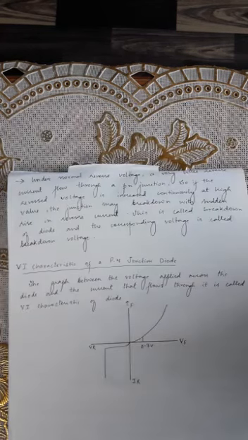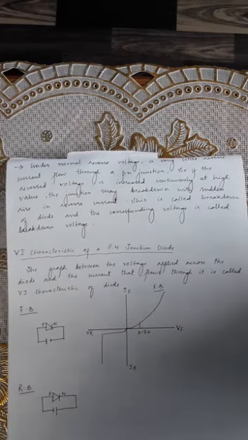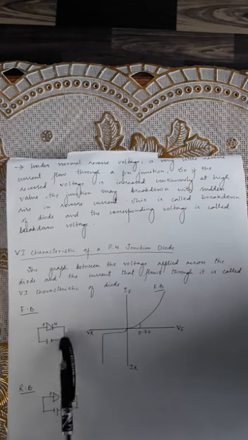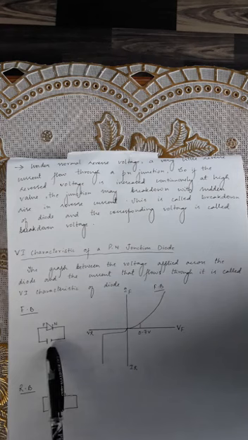So in my previous lecture, I was explaining the biasing conditions of a PN junction diode. So now I will explain to you the VI characteristic of a PN junction diode. The graph between the voltage applied across the diode and the current that flows through it is called the VI characteristic of a diode. As we know from the previous lecture, in forward bias the P-type is connected to the positive terminal and the N-type is connected to the negative terminal.